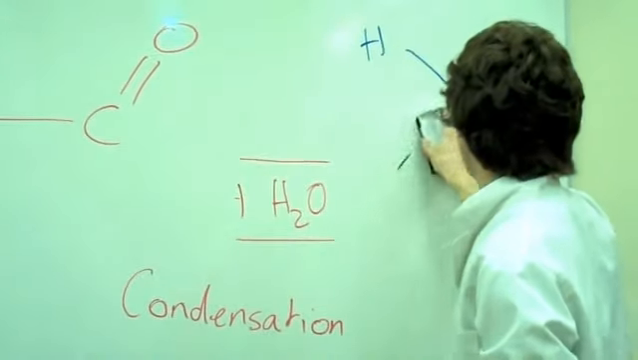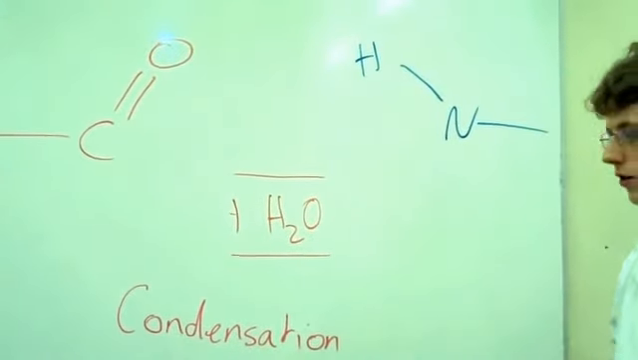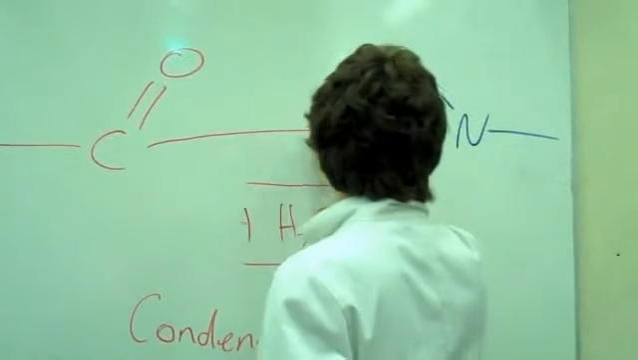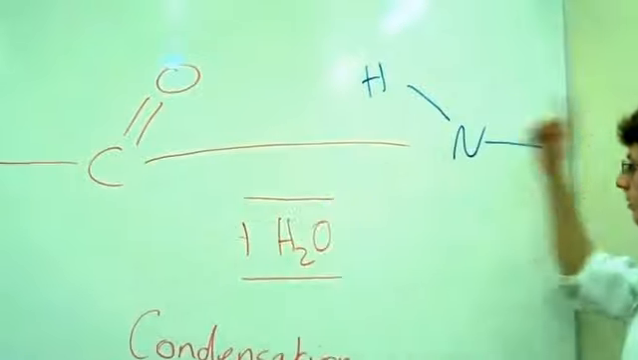And then, that nitrogen and that carbon both want to bond because they've lost their bond and they only wanted 3 here and 2 here. So they form a bond with each other. So that would form a dipeptide, one peptide here, one peptide here.